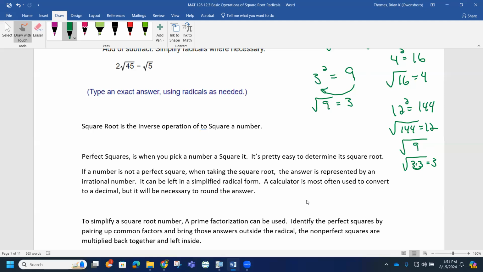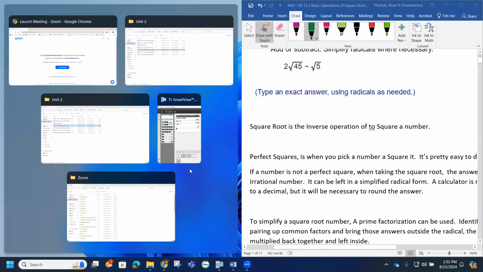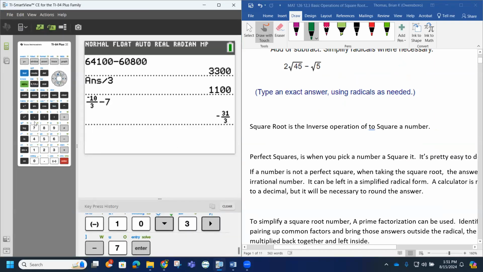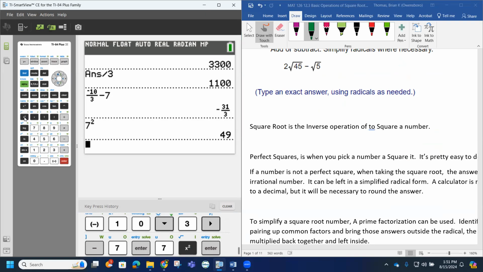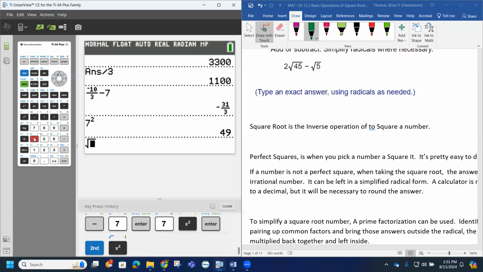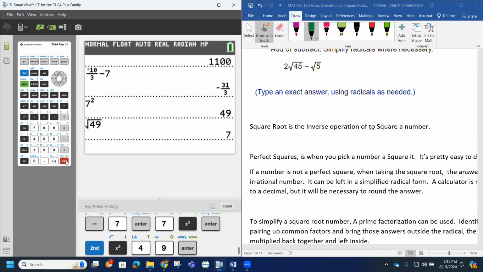So for instance, if I pull out my calculator here, notice how x squared is the squaring button. So if I do like 7 squared, that's going to give me 49. But right above the square button is the square root symbol. So if I hit the second button and hit the x squared button, the square root of 49 is going to give me back the 7. So 49 is a perfect square. Since it's got 2 7s in it, it's a perfect square. Therefore, I can take the square root of it, and it's going to take me back to the 7.